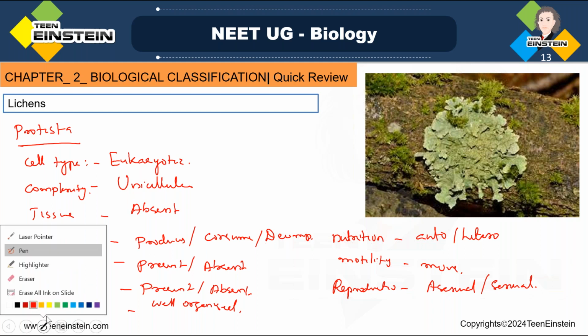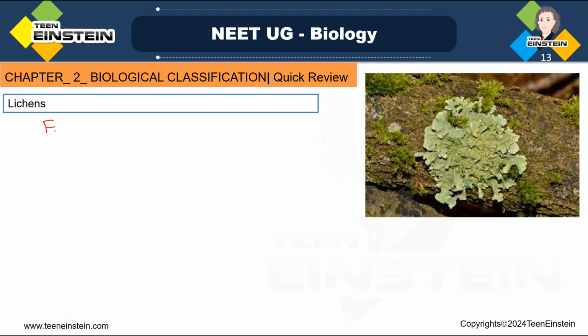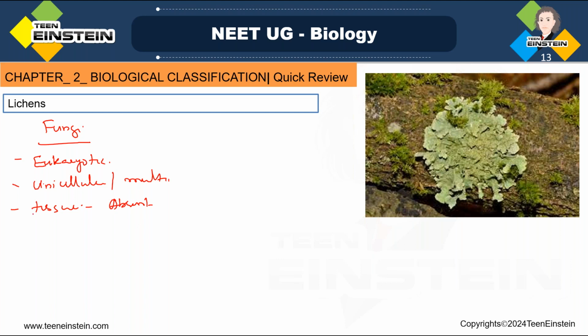Then what about kingdom Fungi? In fungi, we know the cell type is eukaryotic, and the body complexity is unicellular or multicellular; unicellular types are there, and from unicellular to multicellular types you can see. The tissue system is absent. Mainly their ecological role is that they work as decomposers. The cell wall is made up of chitin, and chloroplast is absent.